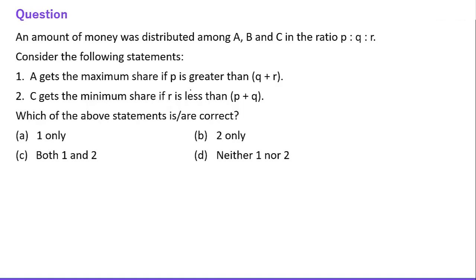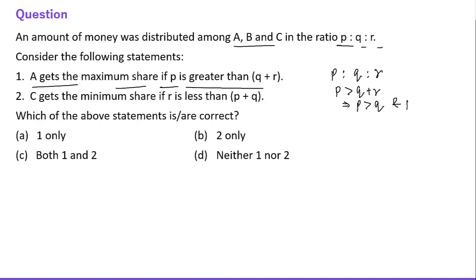Next question is saying, an amount of money was distributed among A, B, C in the ratio P is to Q is to R. Consider the following statements. A gets the maximum share if P is greater than Q plus R. See everyone, P is to Q is to R, and they are saying P is greater than Q plus R. This implies P is greater than Q and P is greater than R also, right? So it means A, B, C. P is greater than Q, P is greater than R also. So P is greater than both Q and R individually. So A is getting the maximum share. Yeah, it is very correct.